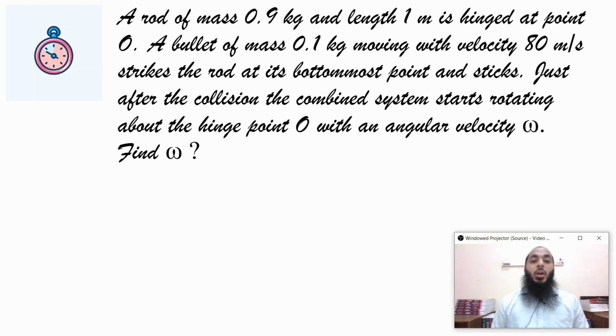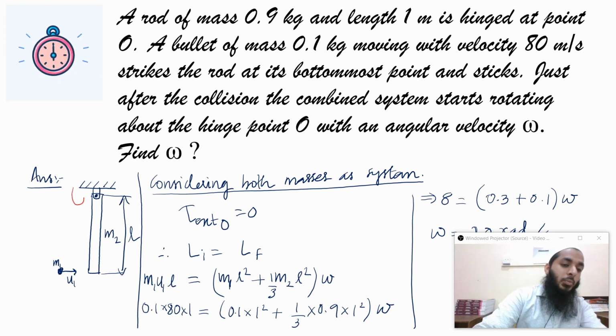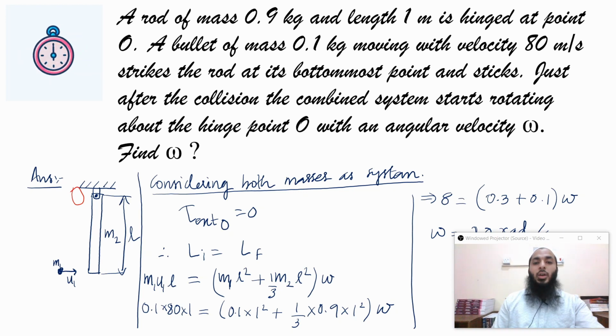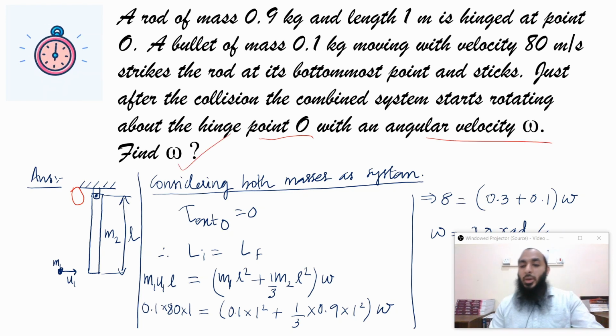Next question is again from system of particles and rotational motion. Here you have a rod of mass 0.9 kg and length 1 meter hinged at the point O. A bullet of mass 0.1 kg moving with velocity 80 meter per second strikes the rod at its bottommost point and sticks. Just after the collision, the combined system starts rotating about the hinge point O with an angular velocity omega. You have to find omega.